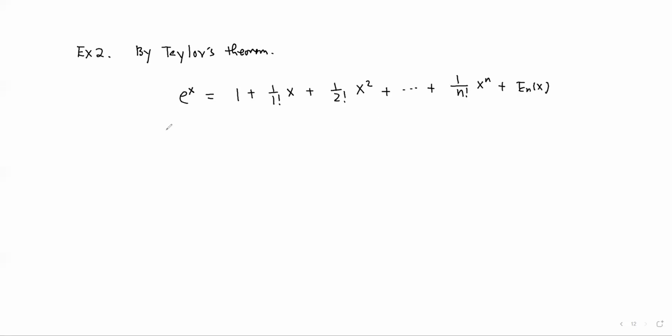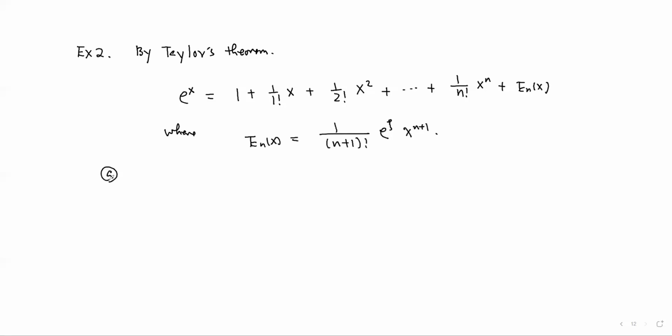Where the error is e to the xi over (n plus 1) factorial, times x to the n plus 1. I don't know what xi is. I only know xi is a point between 0 and x.